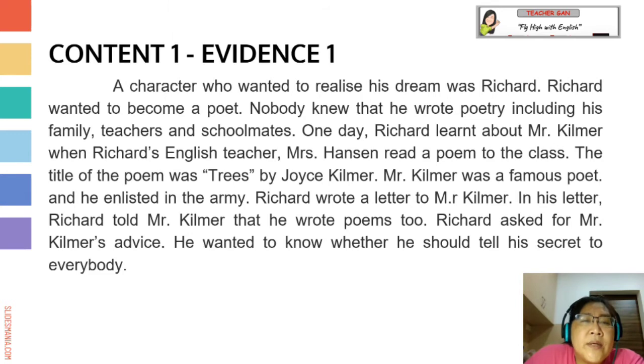Now let's look at content 1 in the second paragraph. A character who wanted to realize his dream was Richard. Richard wanted to become a poet. Nobody knew that he wrote poetry, including his family, teachers, and schoolmates. One day, Richard learned about Mr. Kilmer when Richard's English teacher, Mrs. Hanson, read a poem to the class. The title of the poem was Trees by Joyce Kilmer. Mr. Kilmer was a famous poet, and he enlisted in the army.